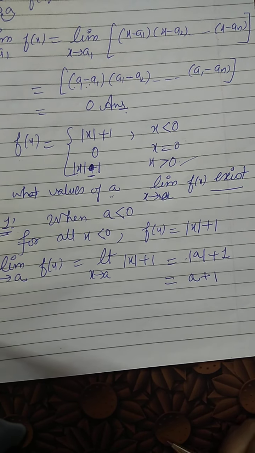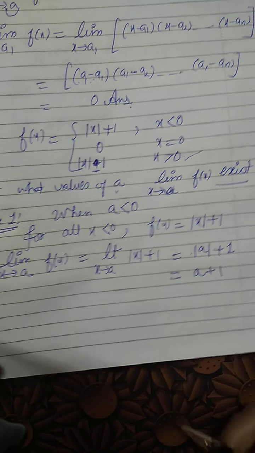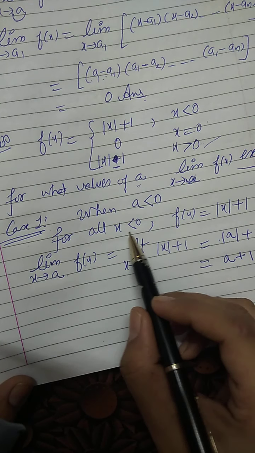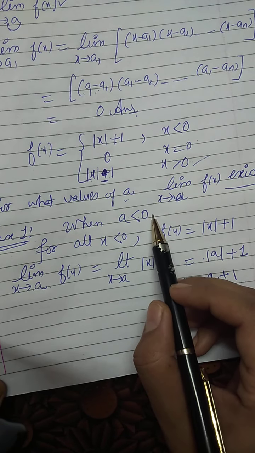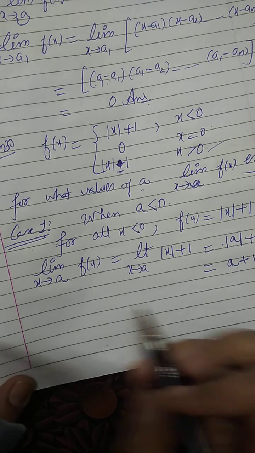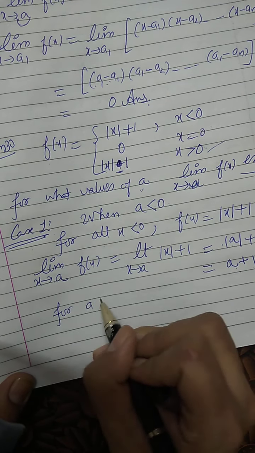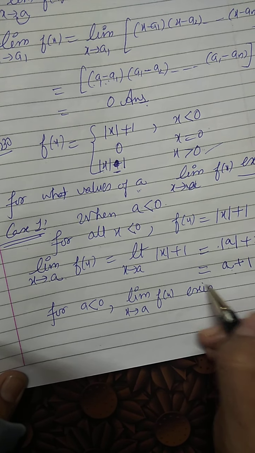So the answer is a plus 1. It means when I am calculating the limit here, the answer is there. It is a definite answer. So it means when a is a negative real number, the limit of the function exists. We will write down: for a less than 0, limit x approaches a, f of x exists.